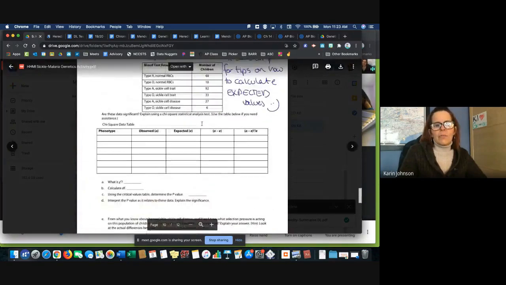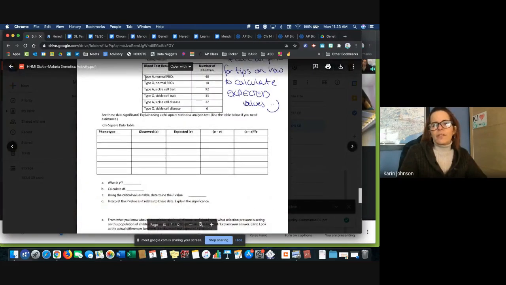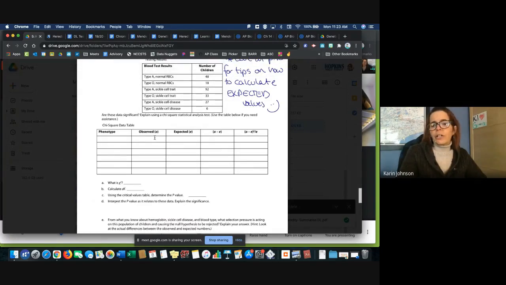So let me go back where I was. The phenotype, the first one, was type A normal red blood cells. So you put it there. The observed was 48. That's what they had there. And the expected we calculated was 42. So then we go back.